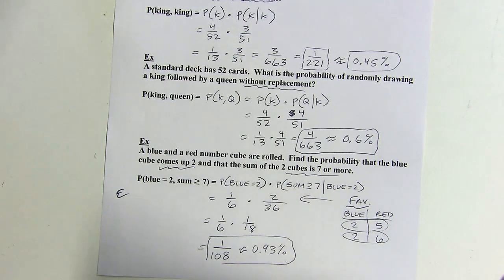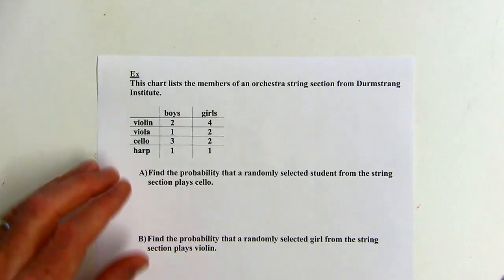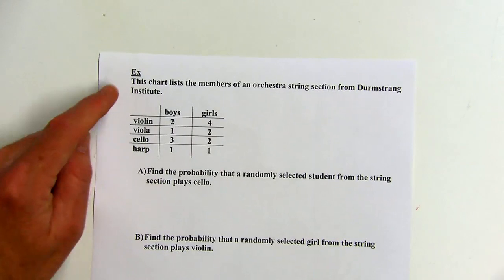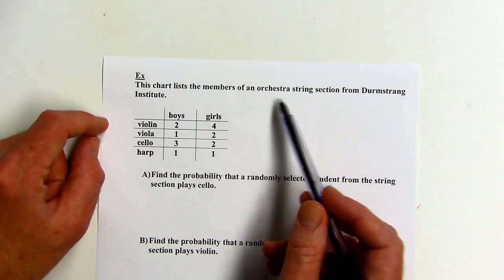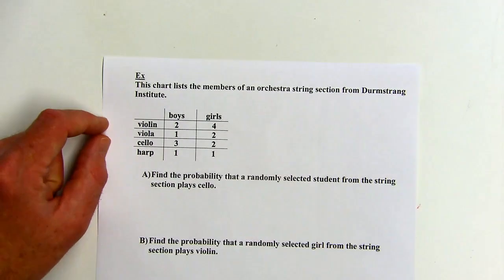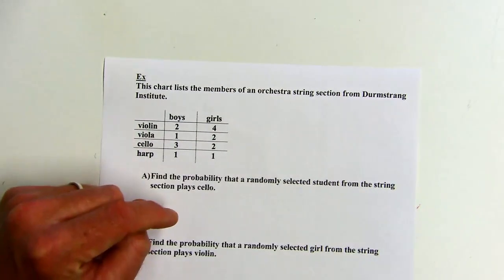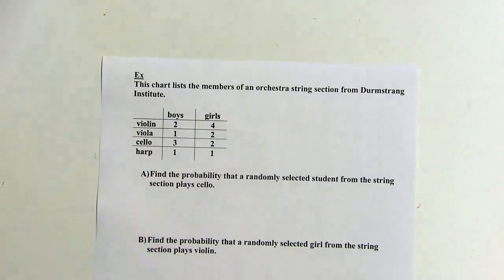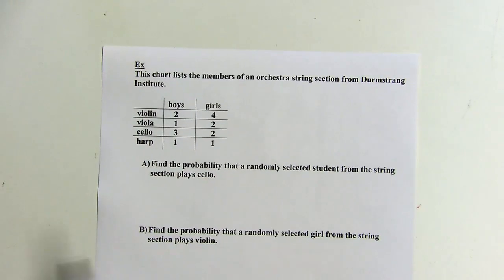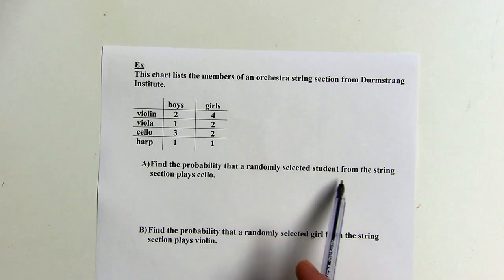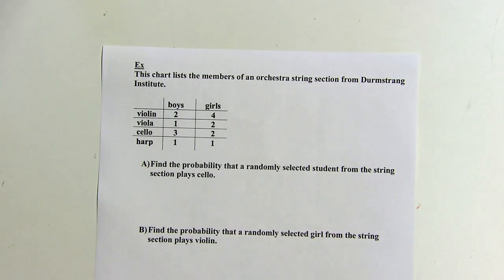Okay, next page. All right, here we've got an example. This chart lists the members of an orchestra string section from the Durmstrang Institute. Okay, so we've got boys and girls playing these different instruments, and it just lists how many of each. Okay, so let's find the probability that a randomly selected student from the string section plays cello.